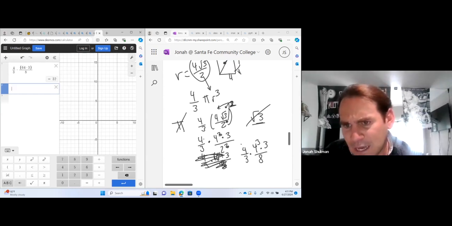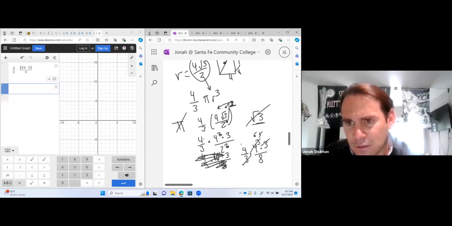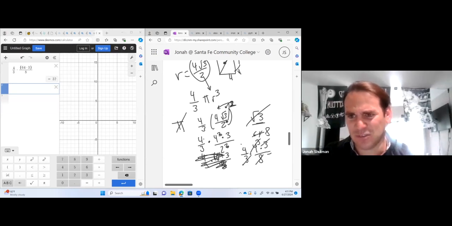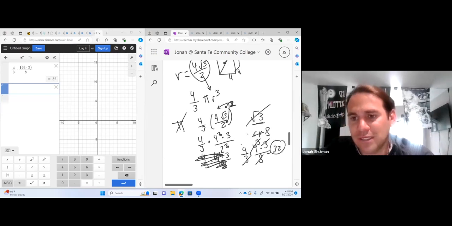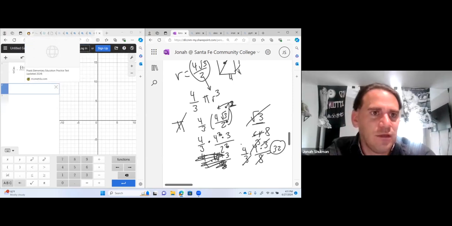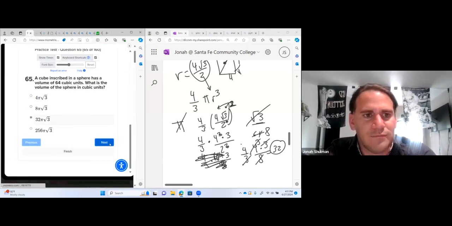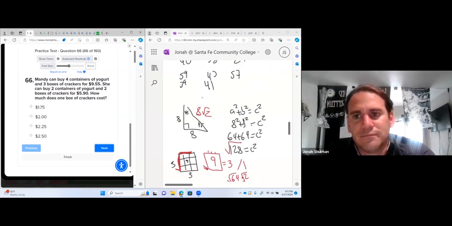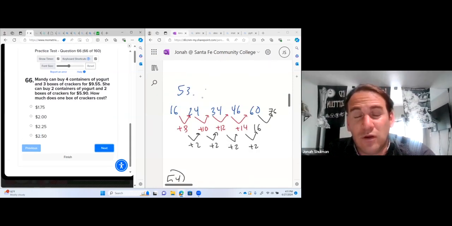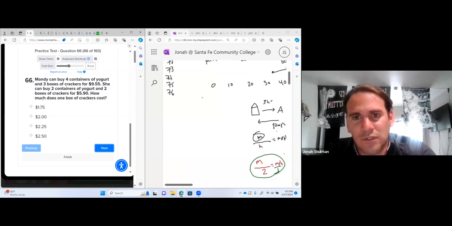We can cross these out. The 3's cancel. And then this is 64. 64 divided by 8 is 8. And 4 times 8 is 32. This is what I was going to do. So there's just the shortcut. You can cancel tops and bottoms. But either way, we got the right answer. It's going to be 32 pi √3. So 65 is C.